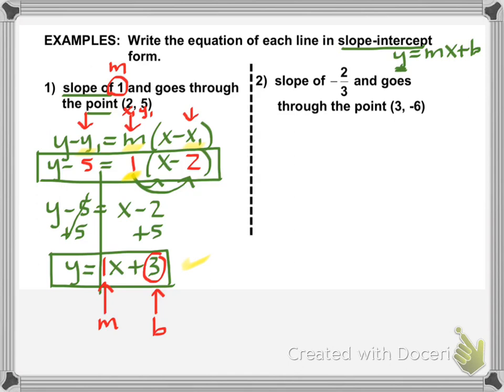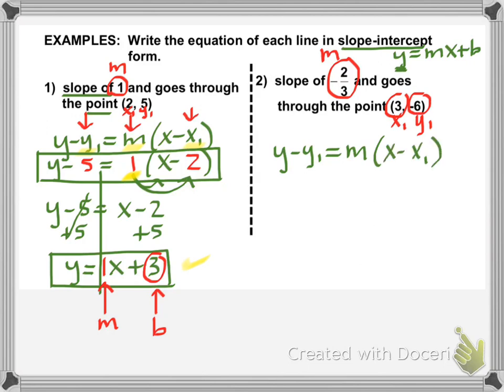So with number 2, our slope is negative 2/3. Our point is 3, negative 6. So 3 is my x1, negative 6 is my y1. So we're going to go ahead and replace these into our equation. So let's write our equation again. The more you write it, the more it'll kind of stick in your head. y minus y1 equals m times x minus x1. Remember, we are replacing the y1, the m, and the x1.